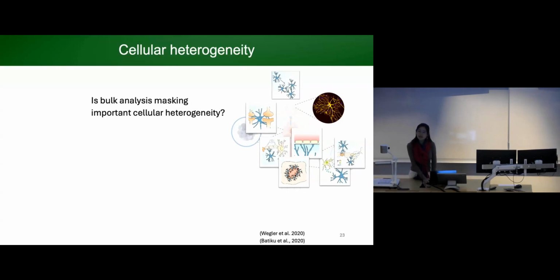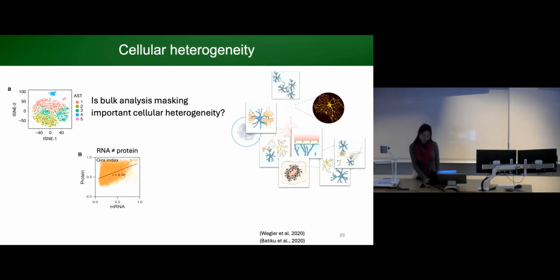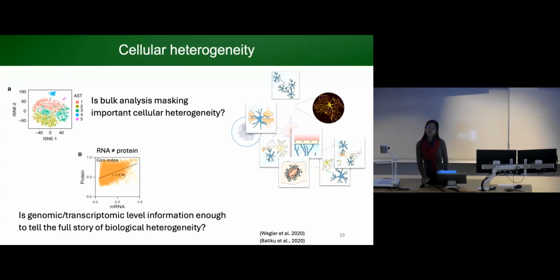To understand this, about 5 years ago, researchers started doing single cell level analysis on astrocytes. At the time, the readily available tool was single cell RNA sequencing. Using this, one particular research group identified 5 clusters of astrocytes, and they concluded that this is the reason why astrocytes can have so many functions. But as we know, RNA and protein have very poor correlation, so it brings up the question of whether the genomic and transcriptomic level information is really enough to tell us the full story of biological heterogeneity.